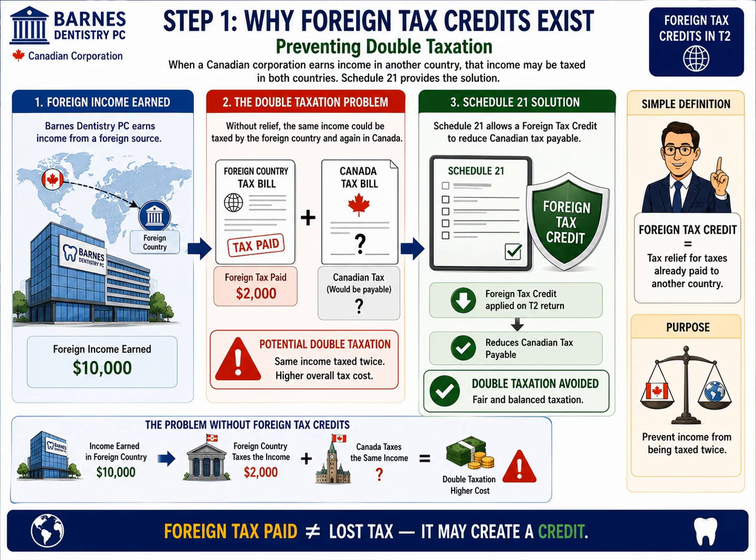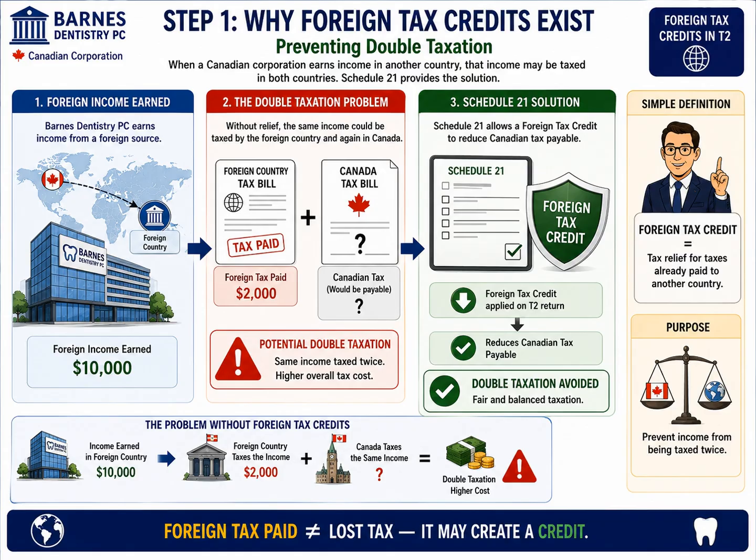Notice the green shield labeled foreign tax credit. The shield is a good visual representation of what the credit does. It protects the corporation from being taxed twice on the same income. Now let's look at the simple definition panel. A foreign tax credit is tax relief for taxes already paid to another country. That's the easiest definition to remember. If foreign tax has already been paid, Canada may recognize that tax and provide relief through Schedule 21.